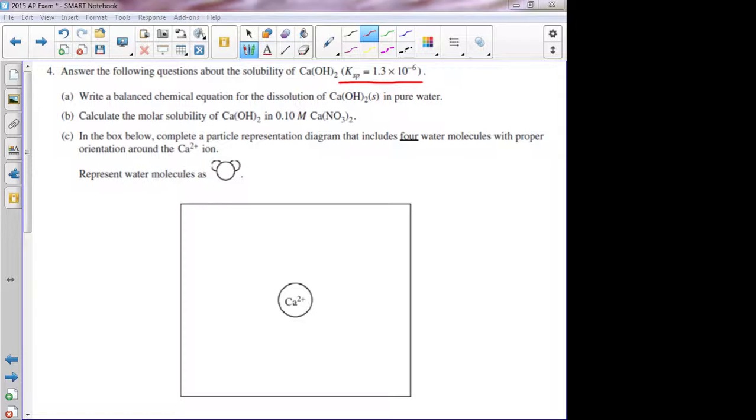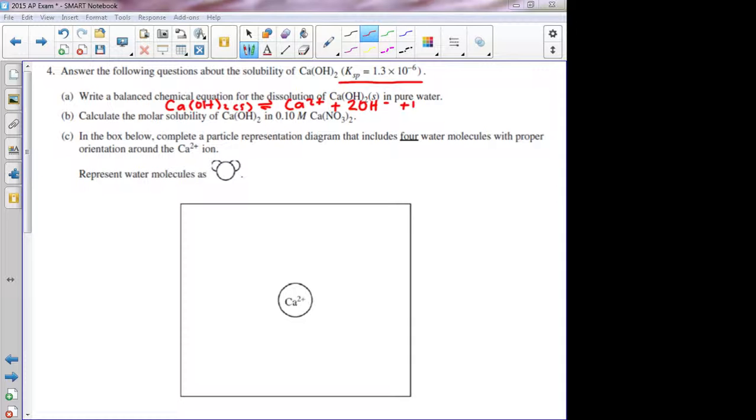All right? So A says write a balanced chemical equation for the dissolution of calcium hydroxide in pure water. So what they're saying for this is, what does calcium hydroxide dissociate into when I put it in water? What's it going to dissociate into? Ca2 positive and what? OH. How many OH negatives? 2. And that's plus 1. We can handle that, right?